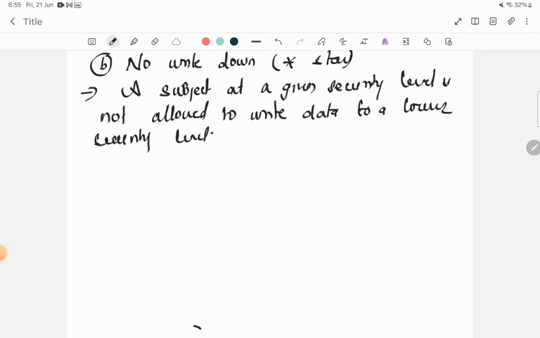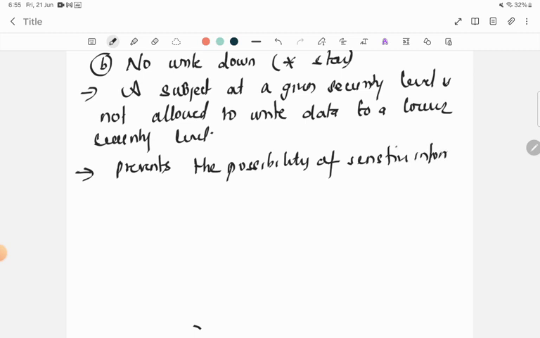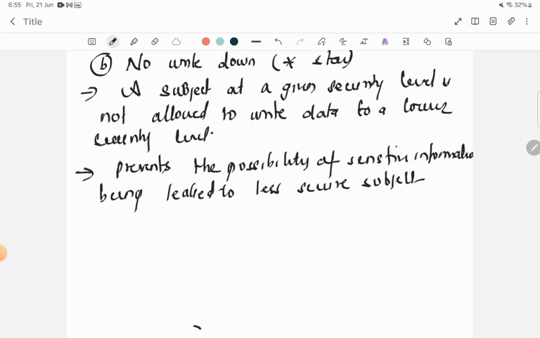Okay, so this is a bit confusing. Why we use this rule is that this prevents the possibility of sensitive information being leaked to a less secure subject. Okay, so I'll tell you the meaning of both of these.